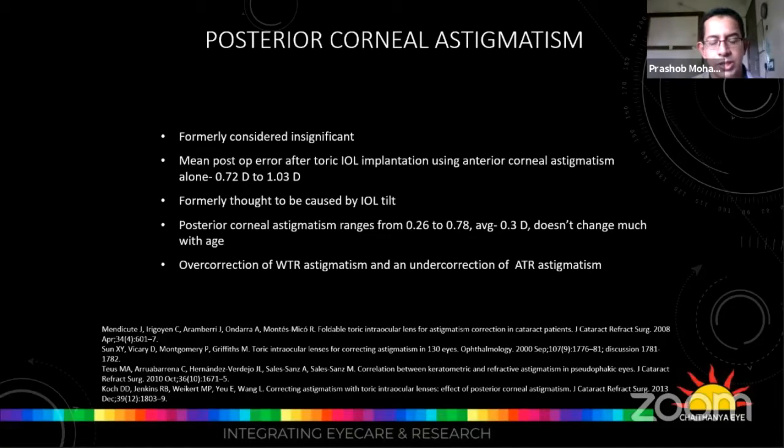If you don't take posterior corneal astigmatism into consideration, it will lead to overcorrection of with the rule and an undercorrection of against the rule astigmatism.